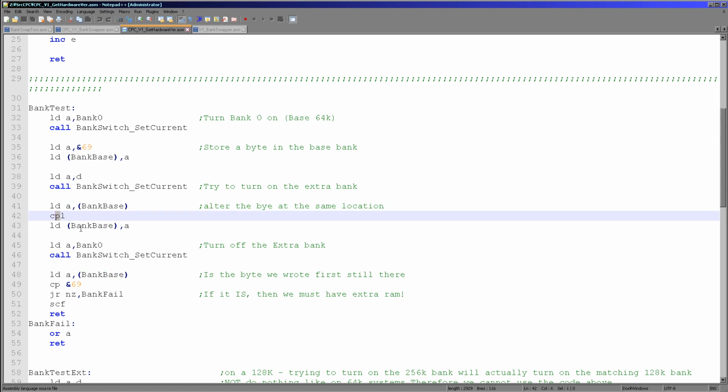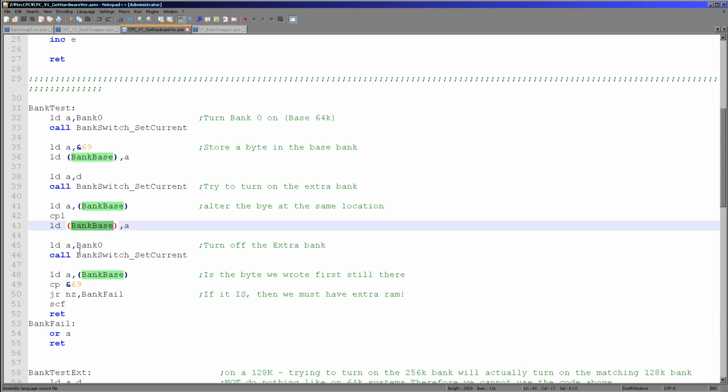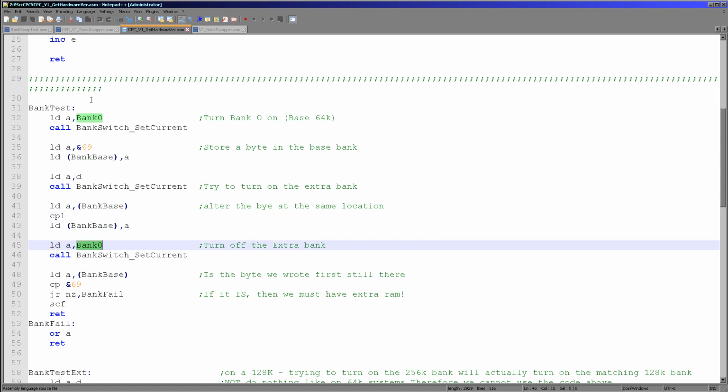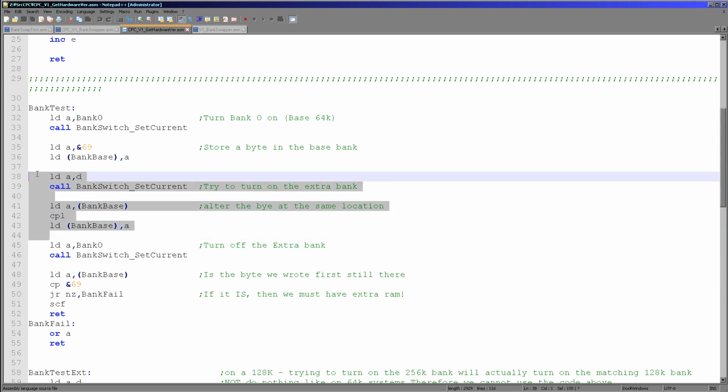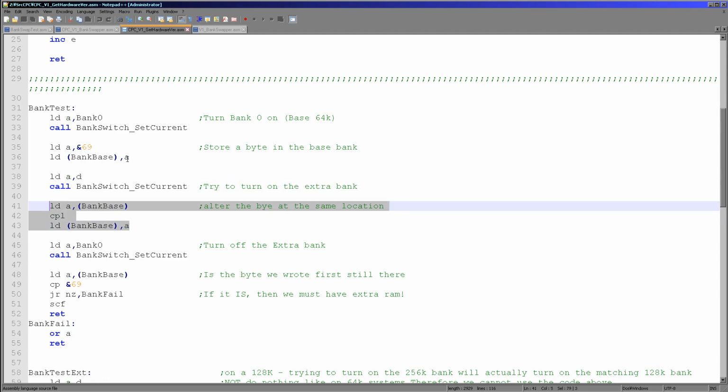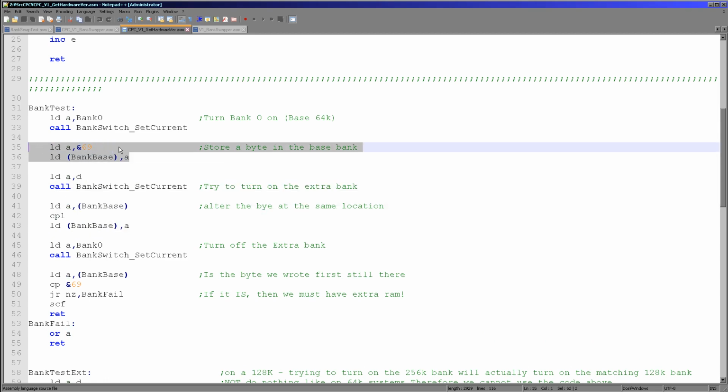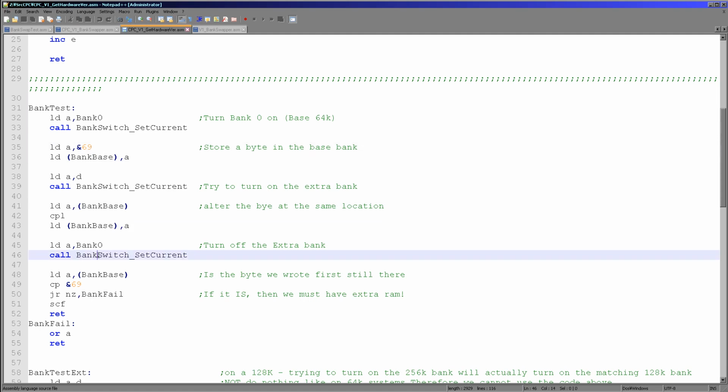We invert all the bits and we write it back. And then what we do is we page in bank 0 again, so we're back to our basic 64K. Now, if we don't have a 128K system, these commands here will have just overwritten the address that we wrote to here. So when we get back to this point, paging in the original 64K, we will find that it no longer equals 69 in hexadecimal, and so we go to our fail command here.